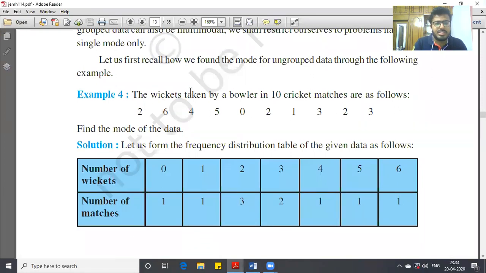Now see, this is ungrouped data, how you are able to find the mode. Whichever comes the maximum number of times, that is the mode. Now look here: the wickets taken by a bowler in 10 cricket matches are as follows: 2, 6, 4, 5, 0, 2, 1, 3, 2, 3. So how many times did 0 come? One time. 1, one time. 2, 3 times it came. 3, 2 times came. 4, 1 time. 5, 1 time. 6, 1 time. So in this, for which number are the matches more? The maximum is 3. So 2 is the mode. Whichever is the maximum, that will be the mode.